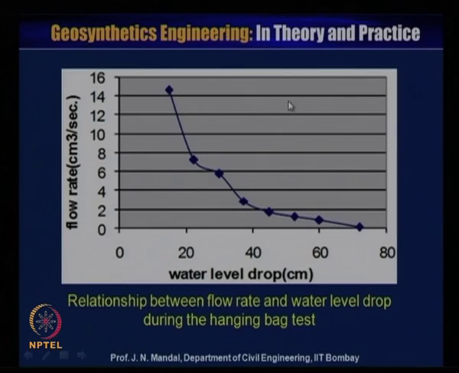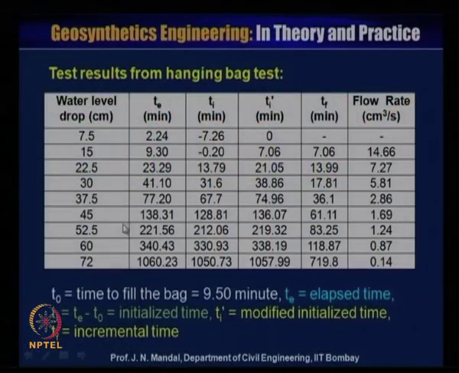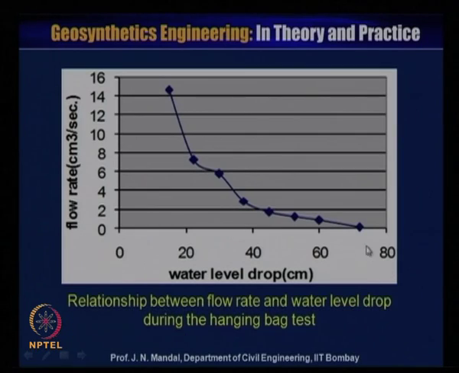So, from this curve we have observed how the flow rate is decreasing with increasing water level, and after a certain drop it went up to 72 centimeter and 0.14 flow. So, this is almost 72 and 0.14 flow, at which the flow is diminishing. So, there will be almost negligible flow. So, you can obtain a relationship between the flow rate and the water level drop. Here the flow rate is decreasing with increasing water level drop.